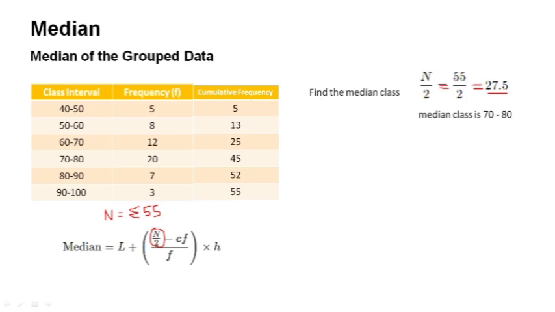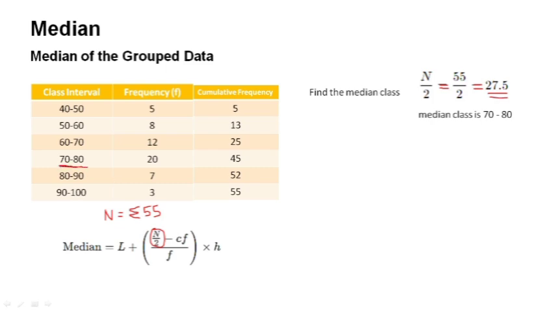So you have to go through this cumulative frequency here: 5, 13, 25, 45. So 27.5 is more than 25 but less than 45. So where will it come? It will come into this class here, after the 25. When you talk about the cumulative frequency 27.5, where will it come? It will come in this class, 70 to 80.